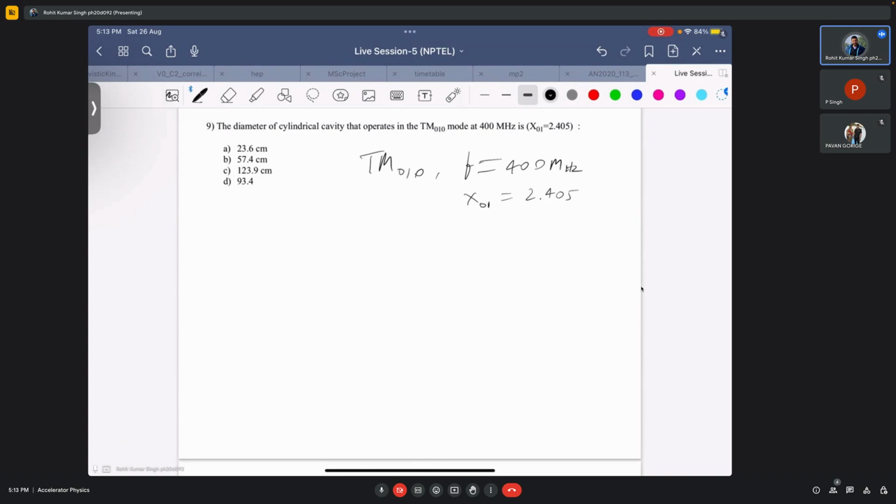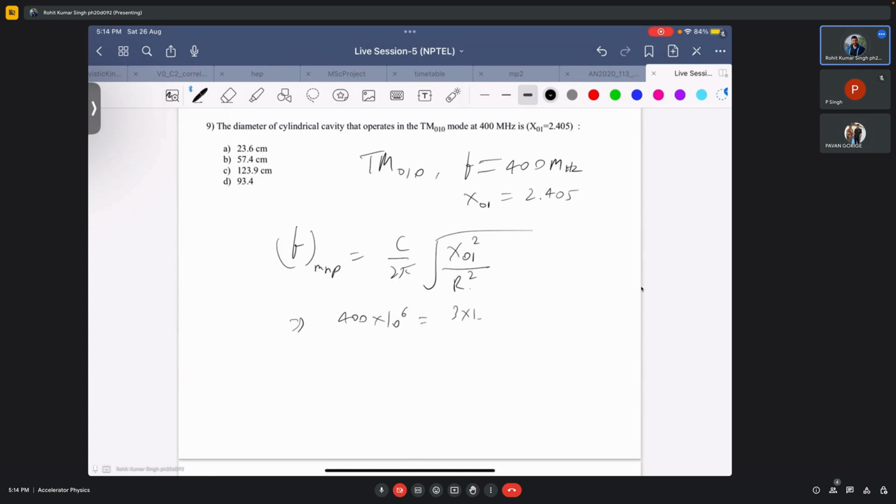So I wrote down the formula for frequency, right? Yeah, P will be 0. So we have just X01 squared divided by r squared. Radius we have, so you can put everything. So 4000 millihertz. Let's keep it in hertz.